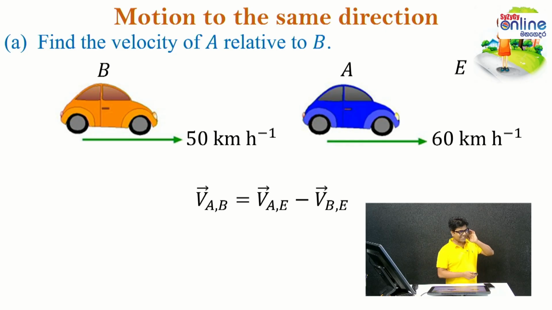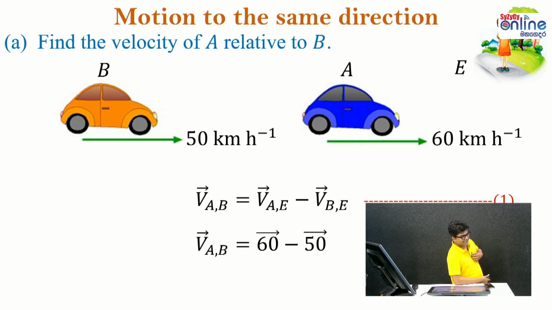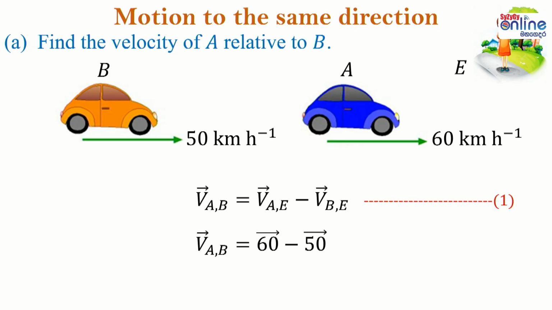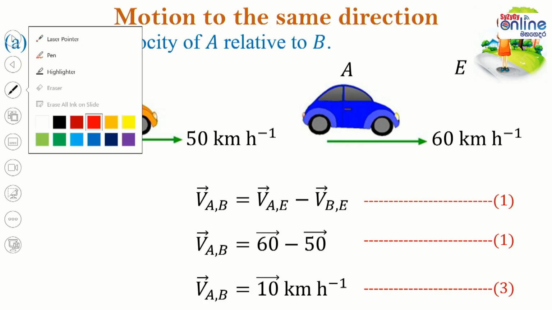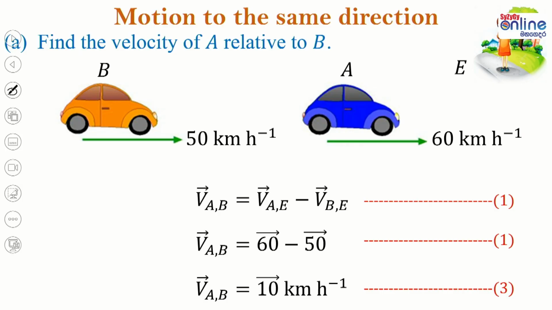Okay, let's go through the discussion. A is 60, B is 50, and now you can subtract it easily. I have given 3 marks. Let me tell you what these 3 marks are for. Number 1, for your direction 1 mark, the magnitude 1 mark, and the unit 1 mark. Those are the 3 parts I am focusing on.